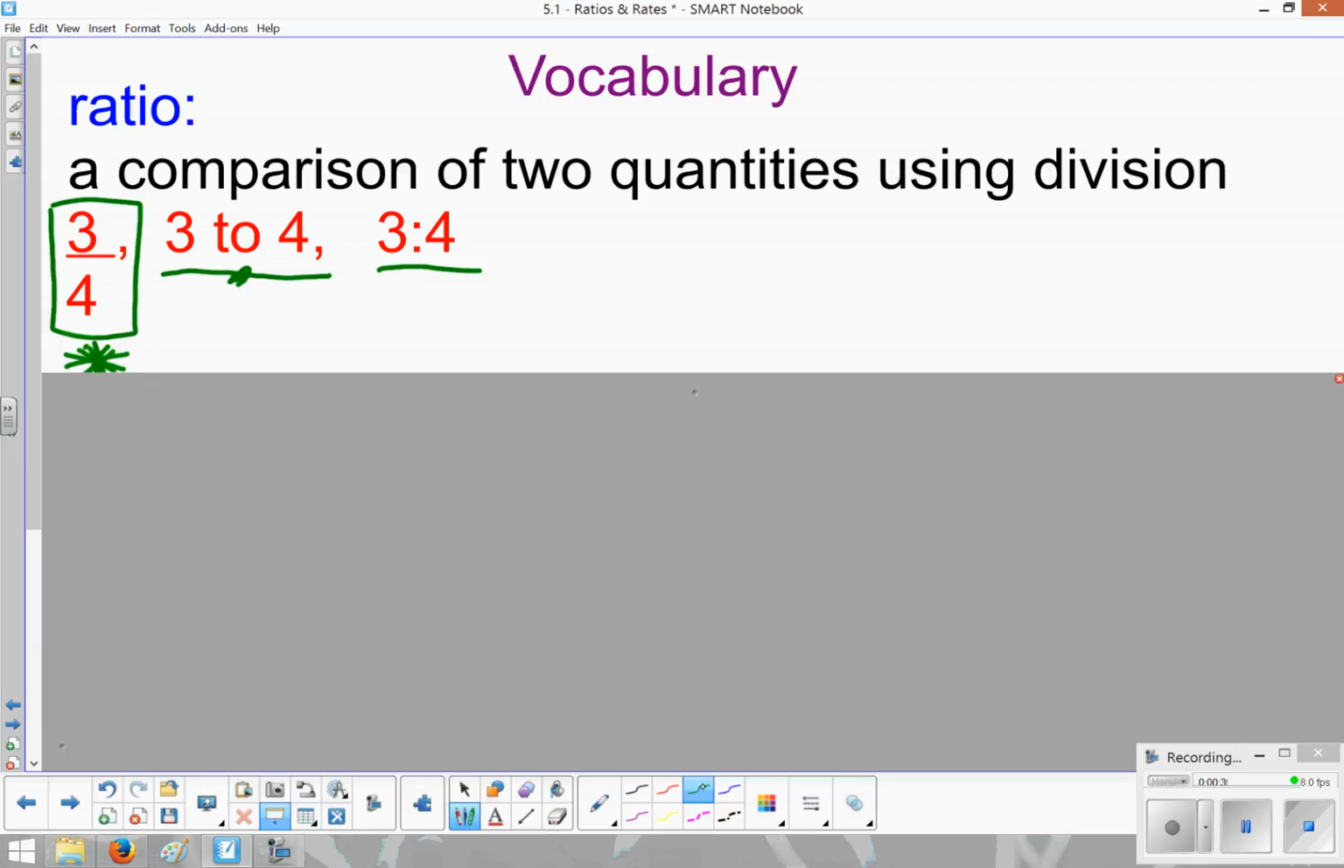Now, a fraction can also be written in two other ways I want to let you know. It can be written as 3 to 4, using the word "to." It could also be written with a colon, 3 colon 4. But the most common one we'll use in this chapter and in this lesson is going to be the fraction form of a ratio. So this one that I box here in this rectangle will be the most common one we'll use. So this is a ratio. A ratio is a fraction.